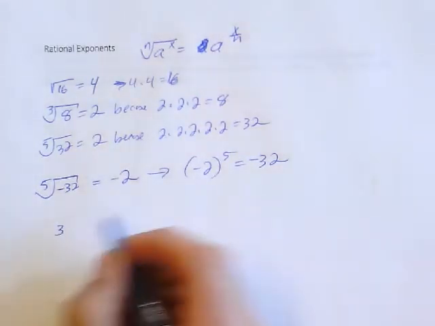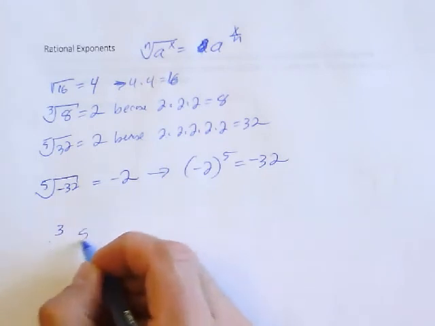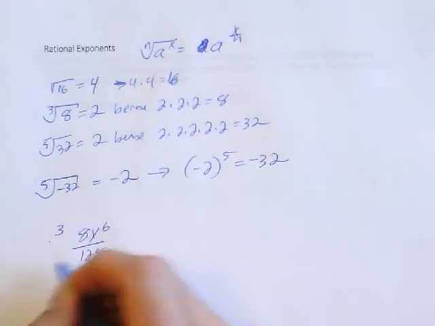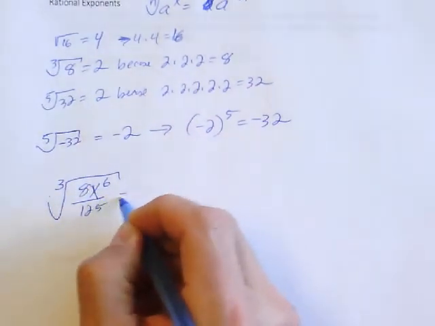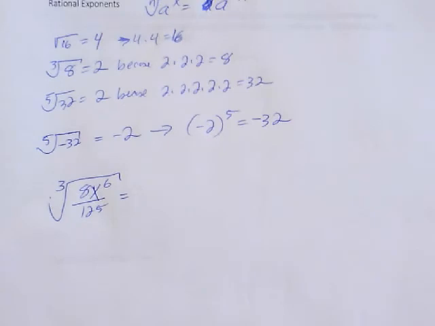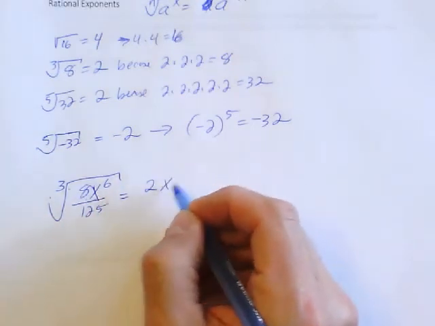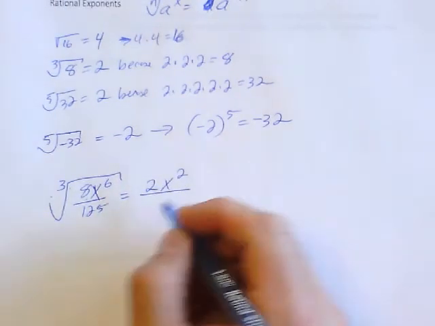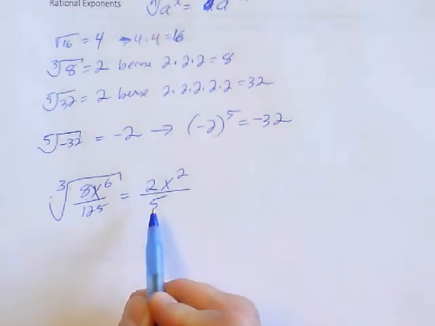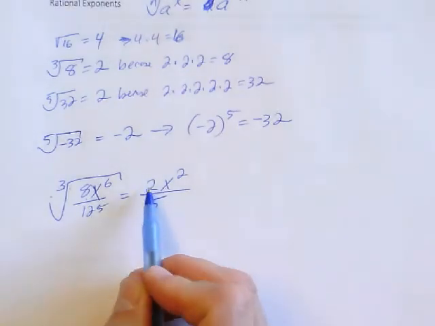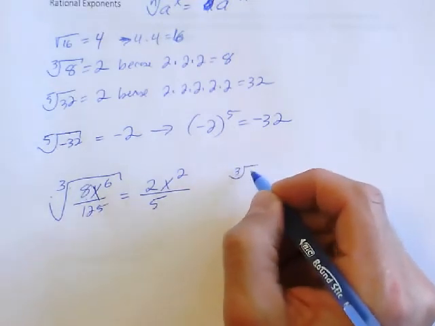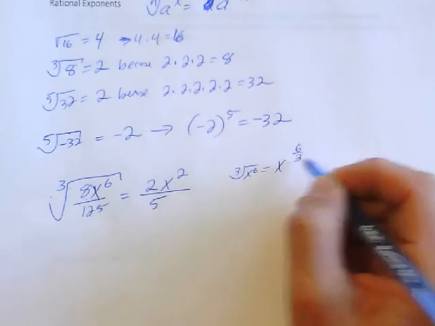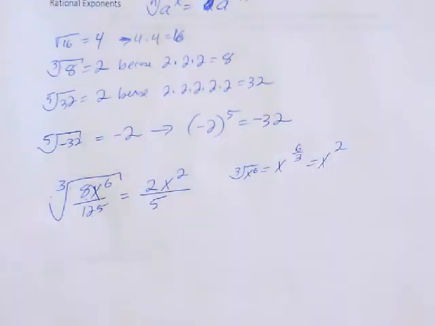So if we were to look at the cube root of 8x to the sixth over 125. Just break it down cube root by cube root. The cube root of 8 is 2. The cube root of x to the sixth is x squared. The cube root of 125 is 5. 5 times 5 times 5 is 125. 2 times 2 times 2 is 8. The x to the sixth, well, if you think of the cube root of x to the sixth, that's x to the sixth over 3. 6/3 is 2.